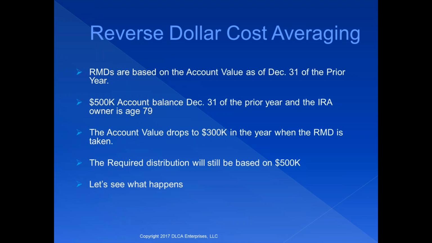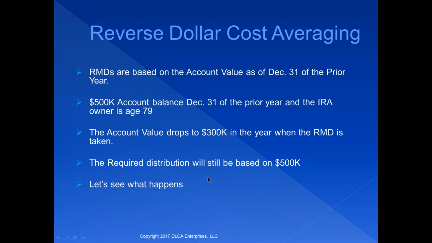Required minimum distributions are based on the account value as of December 31st of the prior year. So December 31st of 2017 is the account balance that's going to be used to calculate the RMD no matter what happens throughout 2018. So let's say there's $500,000 in that account on December 31st of the prior year, and the owner is now aged 79. But the account value drops to $300,000. We had a repeat of '08. We lost 40%. Now we've got $300,000 left during the year that the RMD is taken.